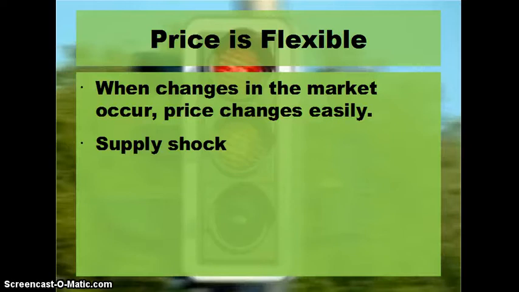Sometimes we have a supply shock, and prices have to be flexible in that case, because that's whenever we lose supply. We lose a lot of supply, like if some bug comes in and eats all the corn, well, we have a supply shock. Prices have to be flexible to respond to that.